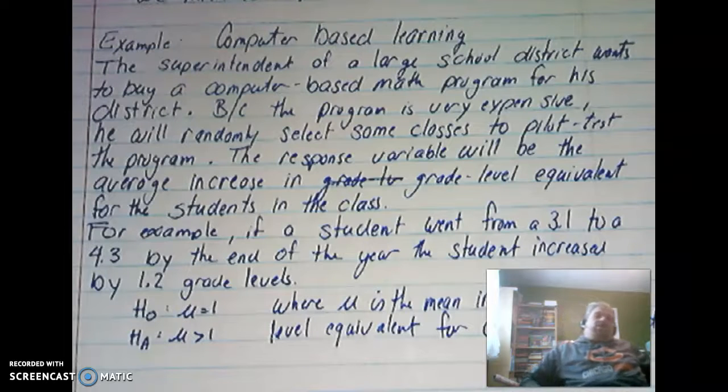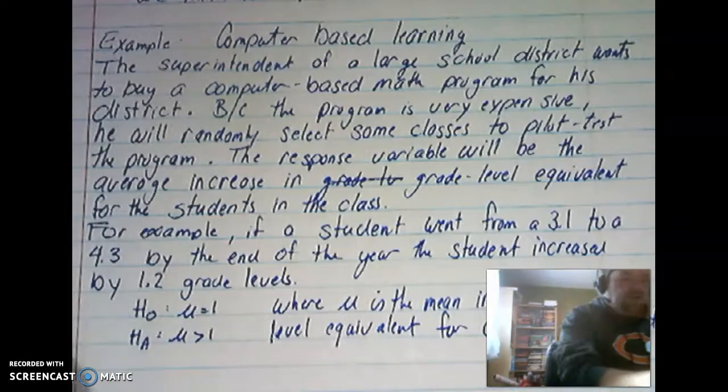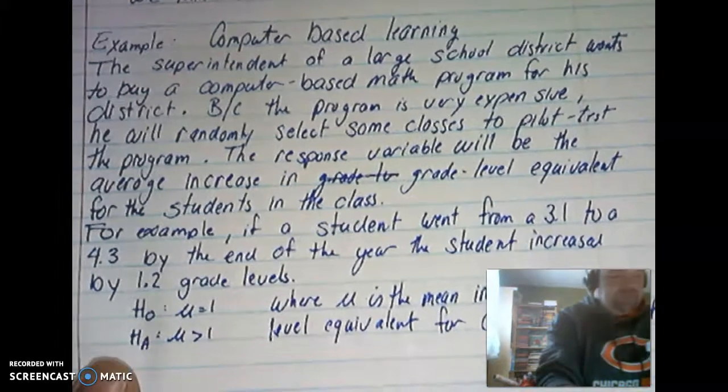So I have my H naught where mu is equal to 1, and then my alternative hypothesis is that mu is greater than 1, where mu is the mean increase in grade level equivalent for classes in the district. All right, so we're going to use our 3 levels or 3 questions up here.